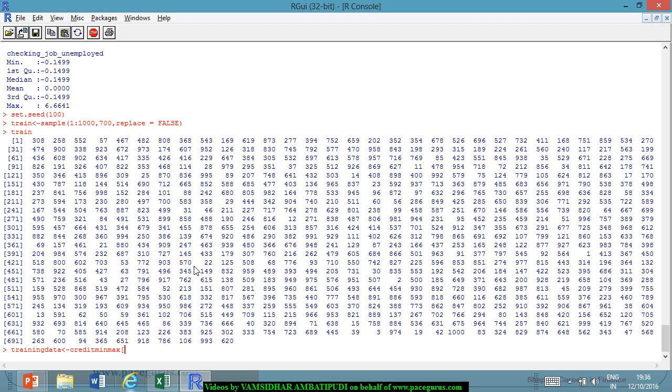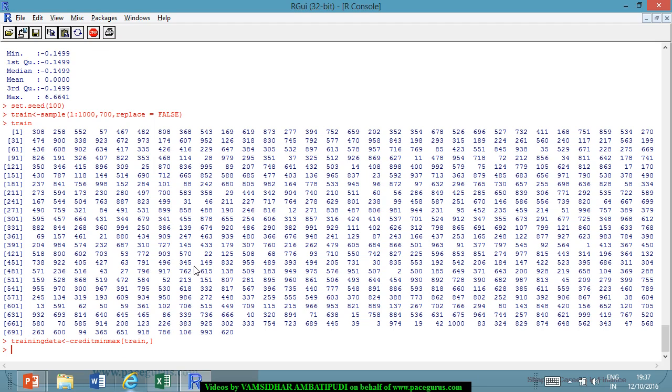Right, I will take the row numbers as the train. I'll not take all the 1000 rows, I'll take only these 700 rows. So that's where I have given the input as train, and I'll take all the columns, so that's where I have left the columns as blank. So the training data is these particular variables.